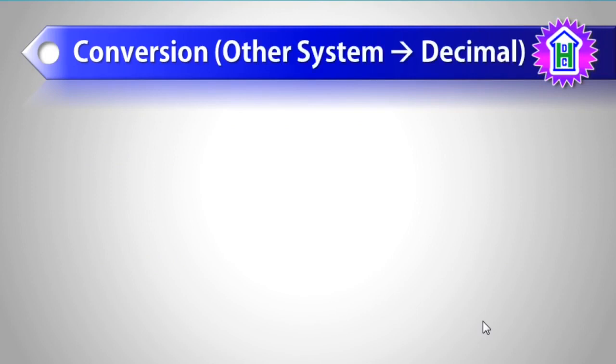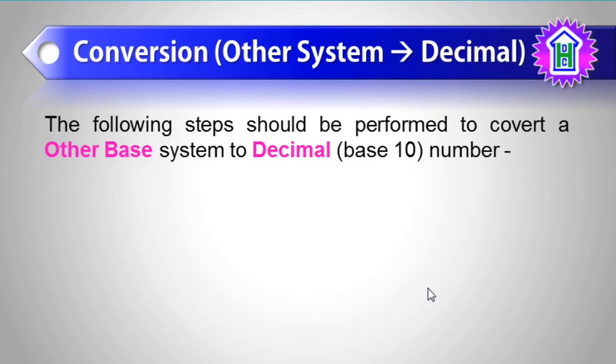So now we will be looking at conversion of other systems to decimal. By the term other system, I mean it will be either octal or hexadecimal or binary, from which we will be converting into decimal. The following steps should be performed to convert other base system to decimal system or a base 10 number.